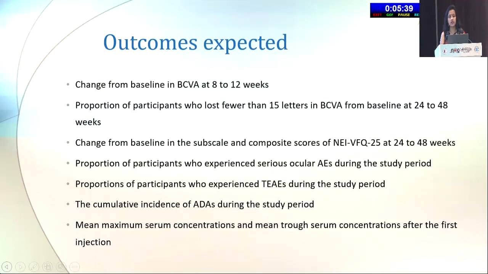So to quickly tell you the outcomes expected, they are going to look at the change from baseline from 8 to 12 weeks with the biosimilars. They're looking at the proportion of participants who lost vision, and again the composite scores of visual quality indices, the proportion of participants who had serious ocular events, who required treatment, the adverse drug effects, all of this. So this is going to be an extremely important and comprehensive review which is in process and awaited.